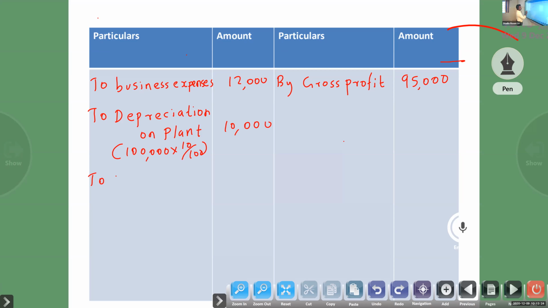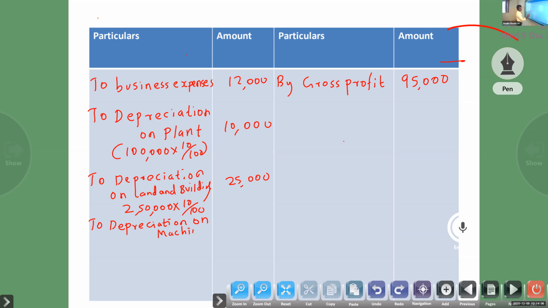Next, to depreciation on land and building. It is calculated on the basis of the closing amount. Land and building closing amount 2,50,000 into 10 by 100, 25,000. Okay, then depreciation on machinery by 5%. Machinery closing amount 50,000, 5%, 2,500.